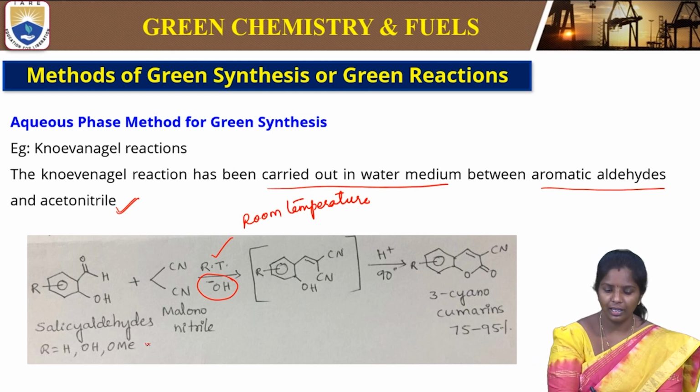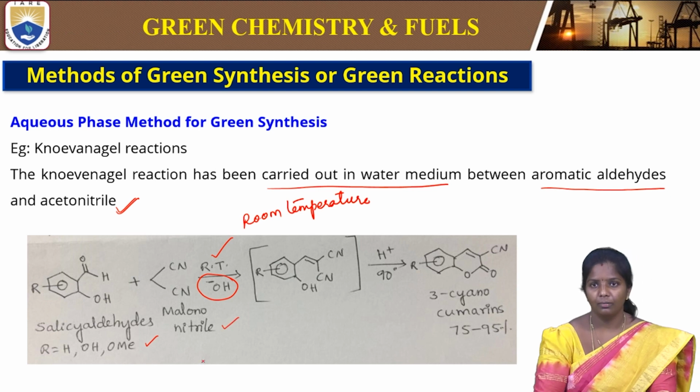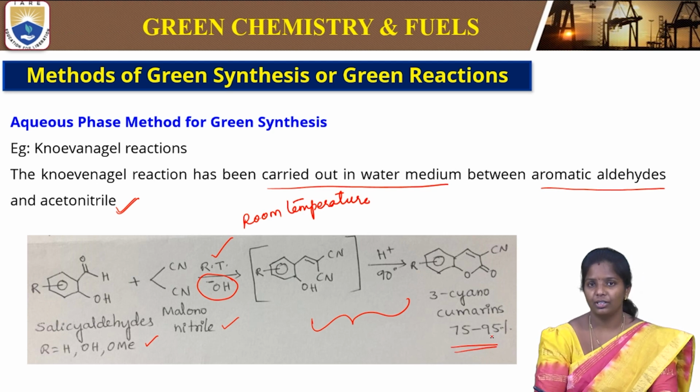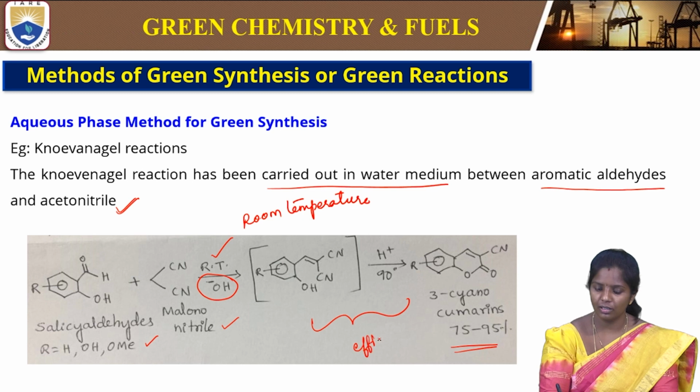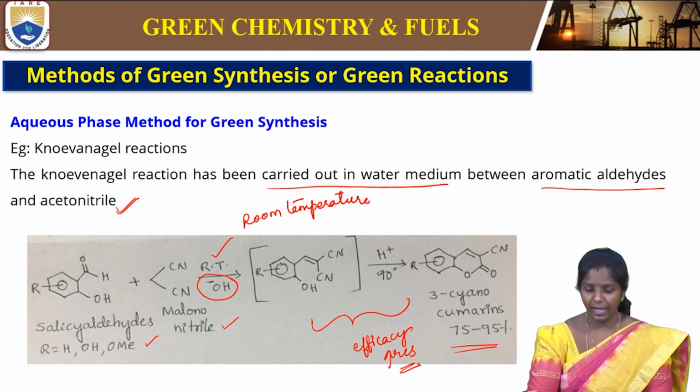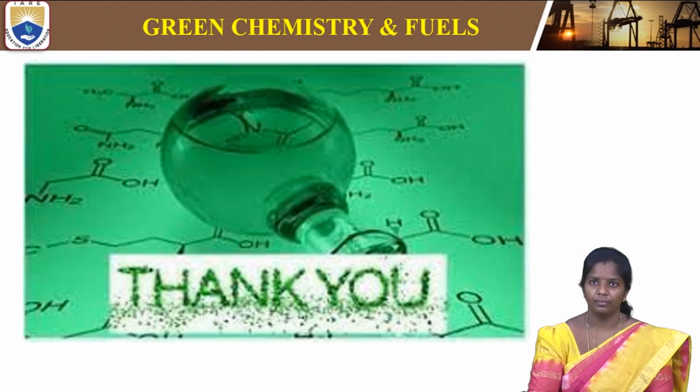Here, salicylaldehydes with nitrile are reacted together in the presence of the aqueous phase, or water, at room temperature. This gives better efficiency, 75 to 95% efficiency, so the efficacy also increases. This is how we are avoiding organic solvents in the reaction mechanism, so that the hazardous effects can be reduced. Thank you.